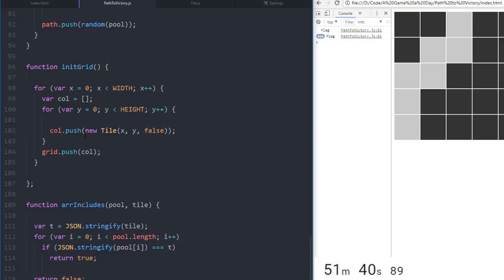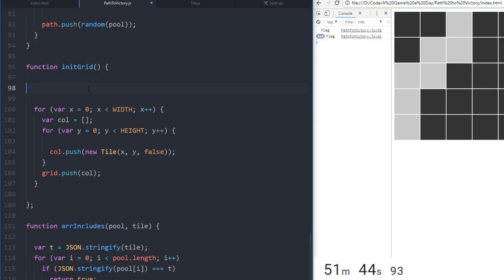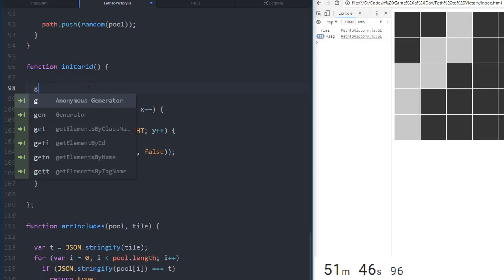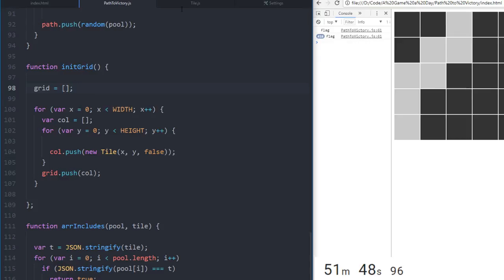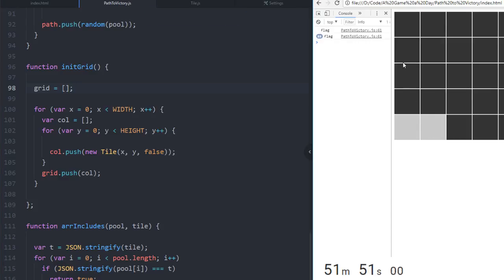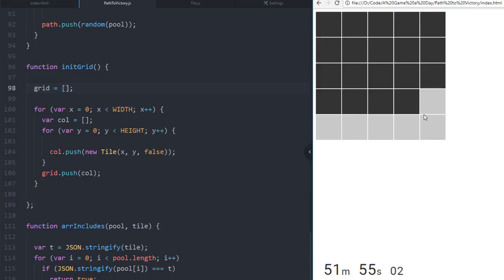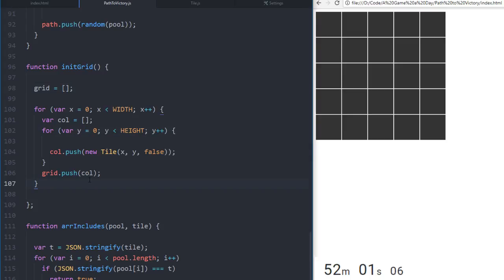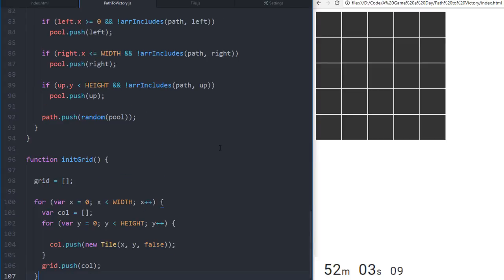Init grid. Oh, here. Okay. Grid equals an array. That's why. So now, go to the left, please. That's so basic. There we go. Okay. So at least we're good.